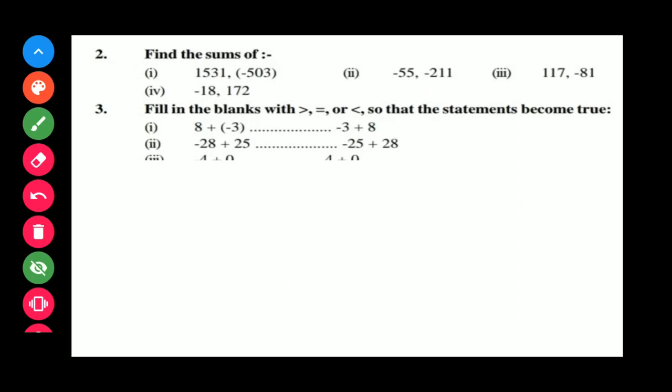Now you can do the homework, this and this. It is your homework. Second, third and fourth is for your homework. So you can do at home. Now come to the question number 3. It is fill in the blanks with this suitable statement.